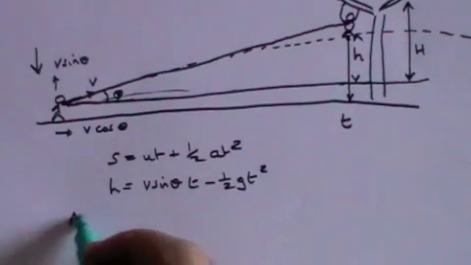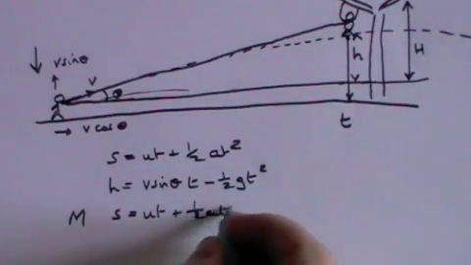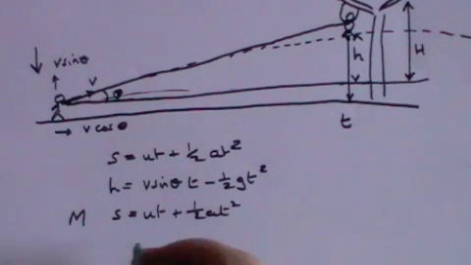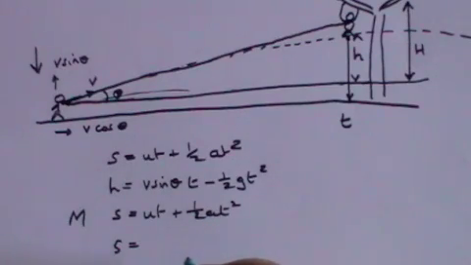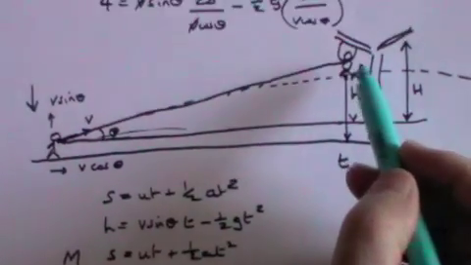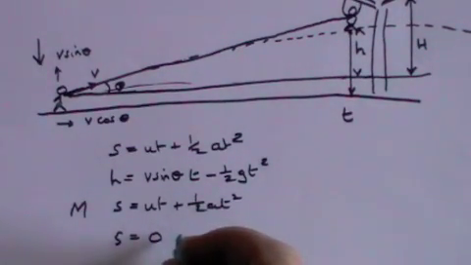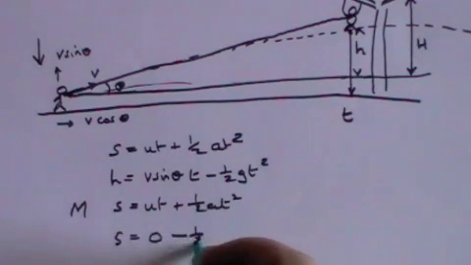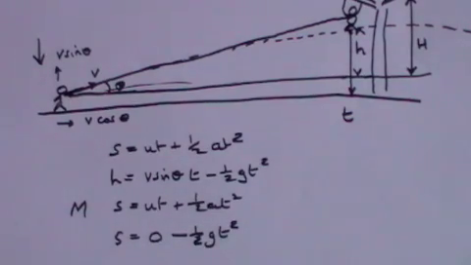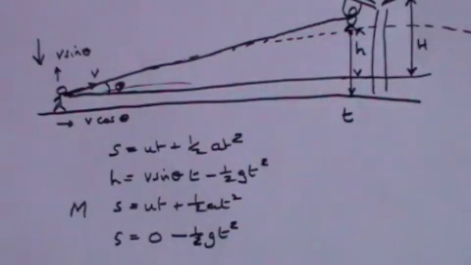Now, what about the monkey? Well, we can use exactly the same formula. Distance is equal to ut plus half at squared. We want to know how far the monkey is falling. Well, u is 0 here because the monkey simply lets go of the branch. He has no initial velocity at all. So ut is simply 0. And then, of course, he's going to be travelling downwards, so it's minus a half gt squared. So at the time the bullet gets to this point here, the monkey has fallen for the same amount of time and will have travelled a distance of minus a half gt squared.